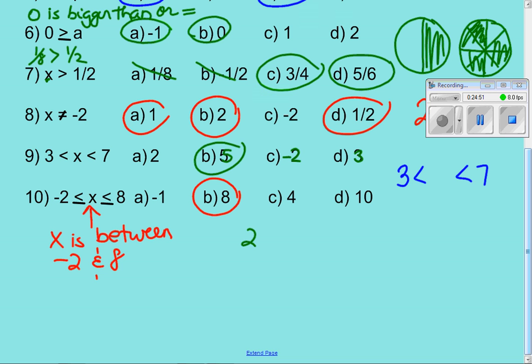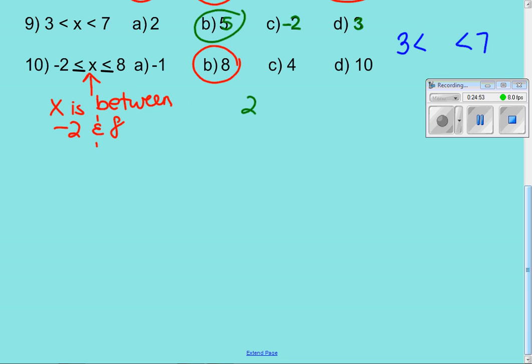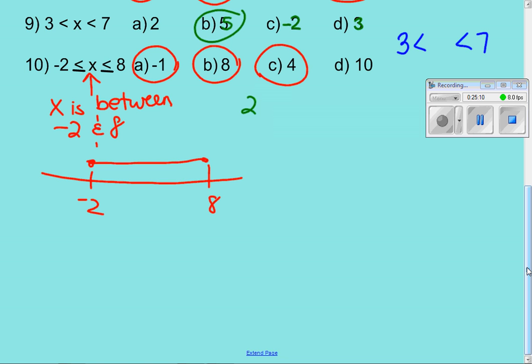How about negative 1? Is that in there? Draw a picture. Here's negative 2. Here's 8. Where's negative 1? I want these numbers right in here. Oh, yeah, it is. Negative 1's between negative 2 and 8. How about 4? Yes. How about 10? No. Yes, because of the equal to sign. If I'd had x between negative 2 and 8, but not including them, then B would not work.